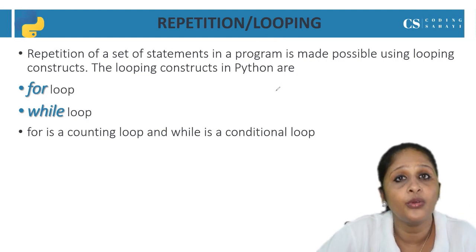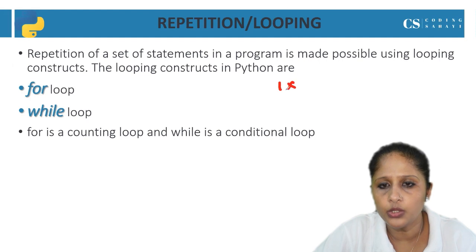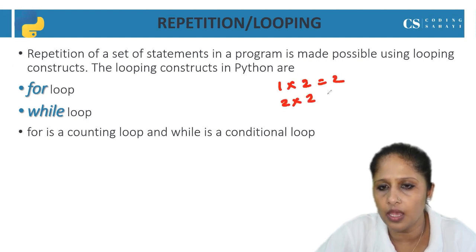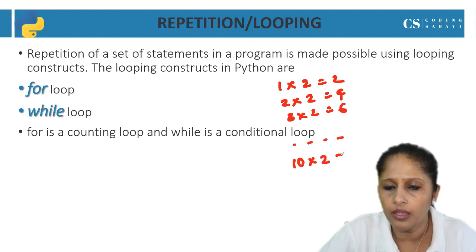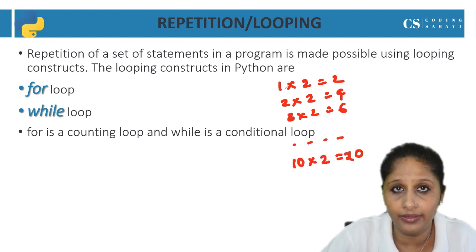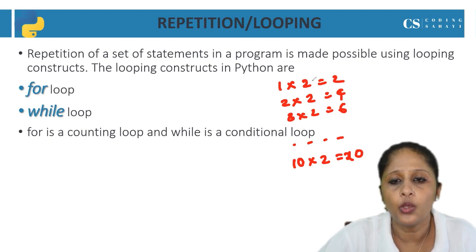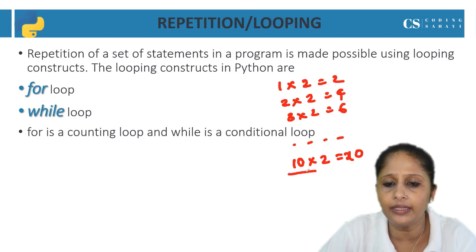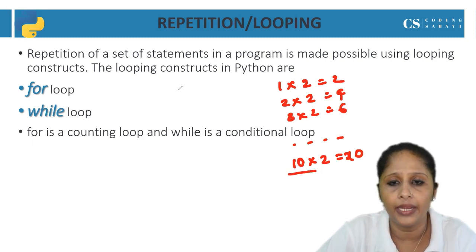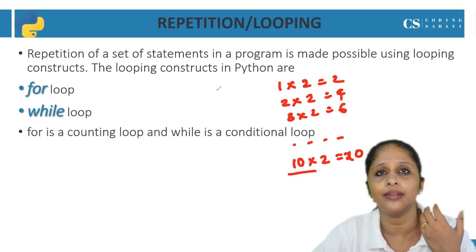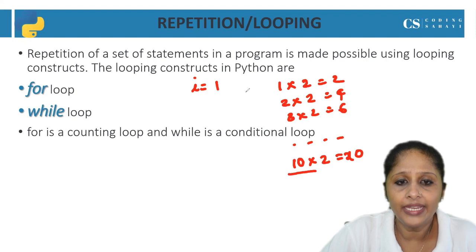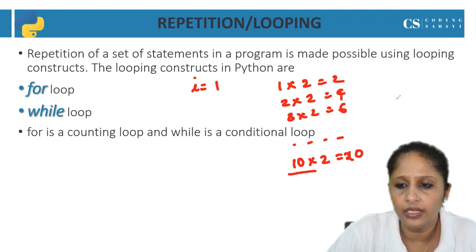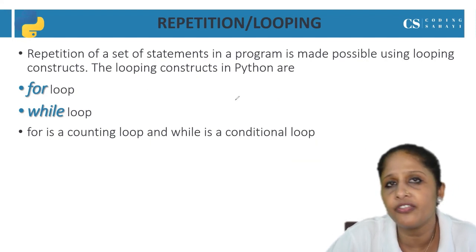For example, if you have a multiplication table like 1 2s are 2, then 2 2s are 4, then 3 2s are 6, until 10 2s are 20. So you want to write this as a Python program. Here you are doing multiplication. If it is for 10 times, you can print 1 into 2 equal to 2, like that, but it is time consuming and not efficient. So we have in Python another option to do all these types of repetitive tasks.